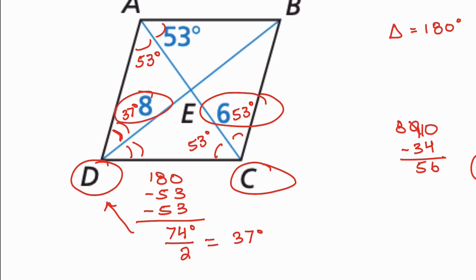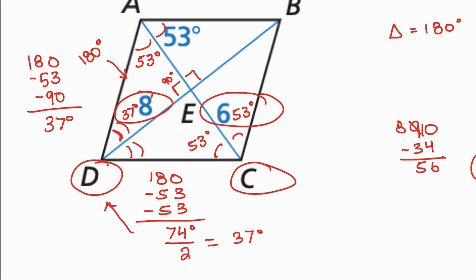I also could have known that the diagonals of a rhombus are perpendicular, meaning this angle right here is 90 degrees. And in order to have a triangle, all of my angles need to add up to 180 degrees. So I also could have said 180 minus 53 and minus 90, which also would have given me my 37 degrees.